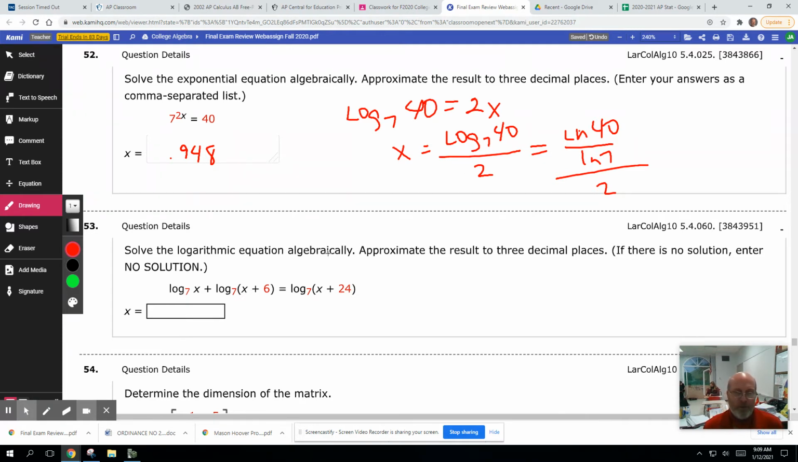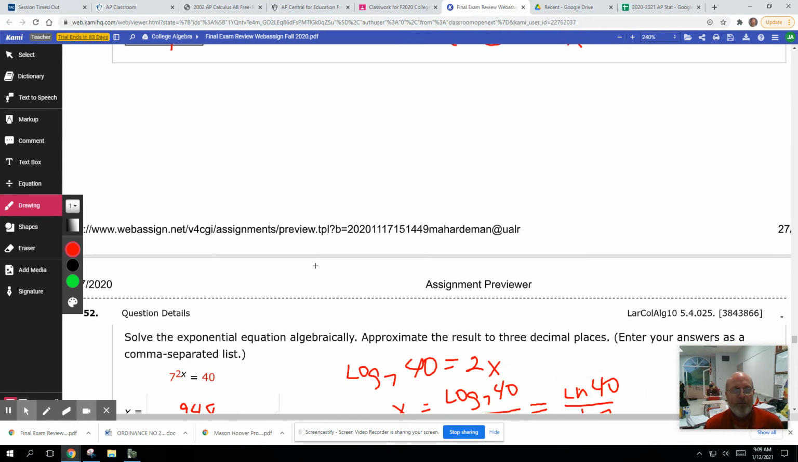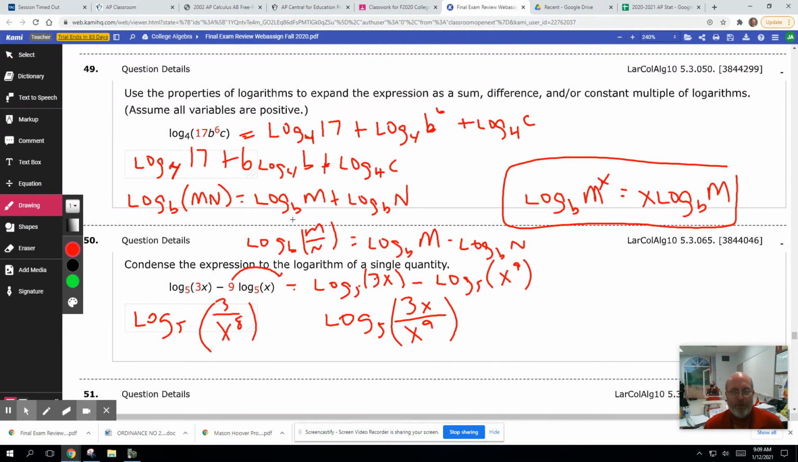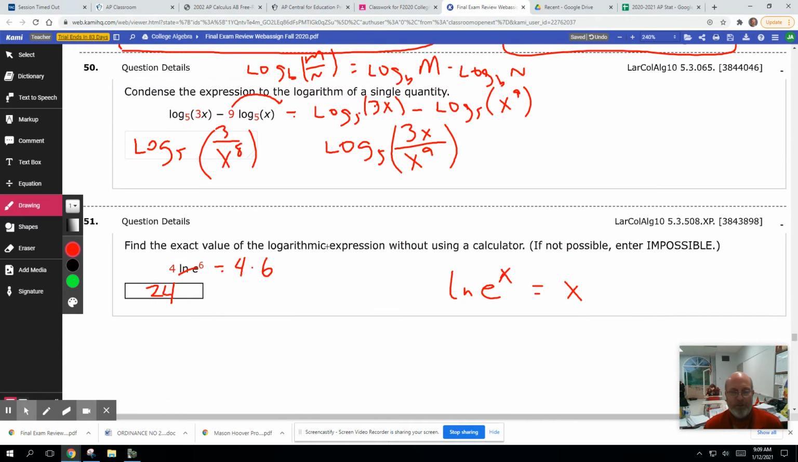53 says solve the logarithmic equation algebraically and approximate the result to 3 decimal places. If there's no solution, enter no solution. Here I have log base 7 of x plus log base 7 of x plus 6. I'm going to look back at my properties that we talked about a few minutes ago, specifically this property, where if you have 2 logs with the same base added together, I can bring them together in 1 log with a product.